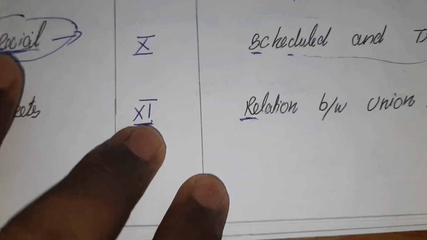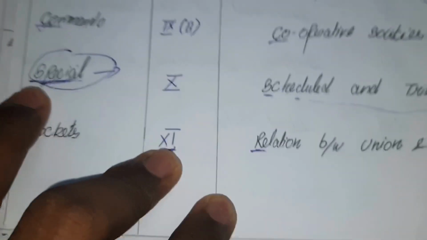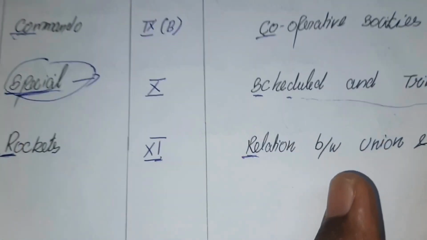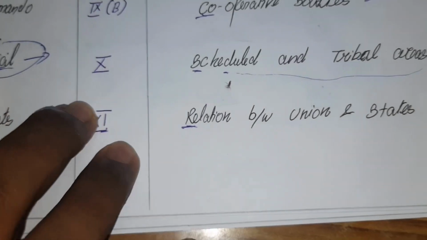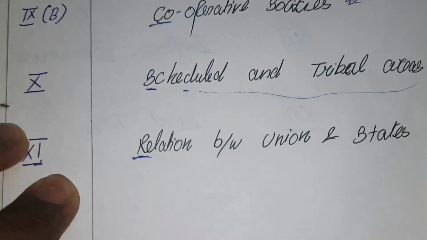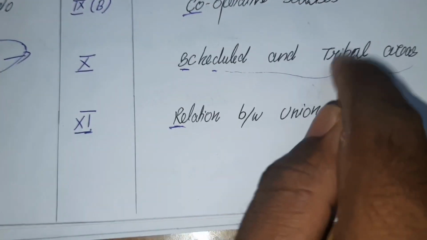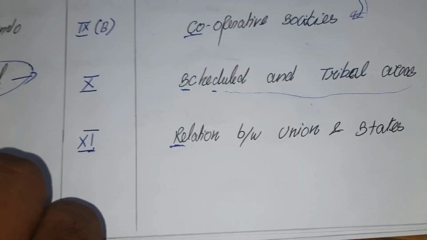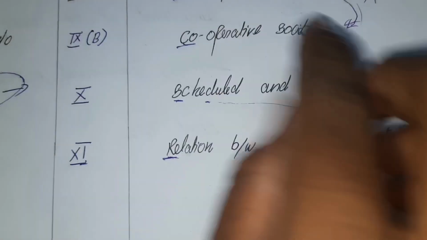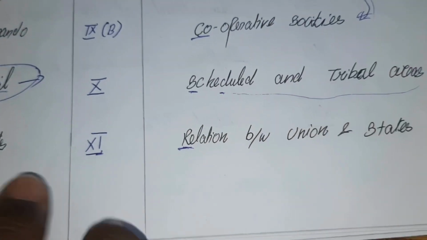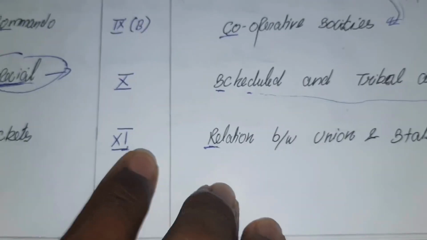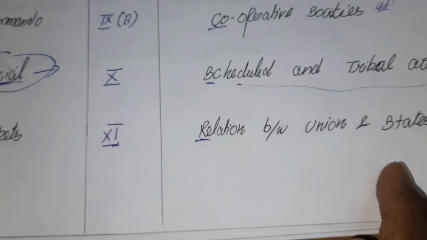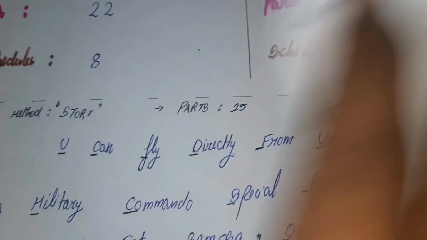And when we come to the 10th part, the word "special", S, denotes Scheduled Castes and Scheduled Tribes. It is also easily remembered because special powers like reservations are given to these SC and ST people for the upliftment of their life. So we can derive this from the word special. Next, the 11th part, the word "rockets", the first letter R, for relations between the Union and States.